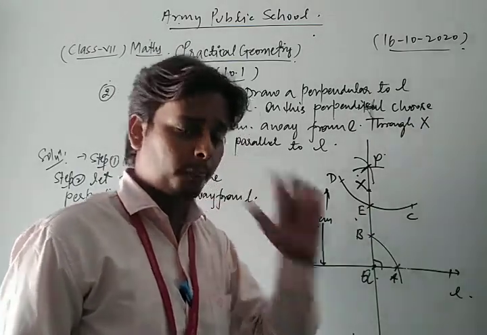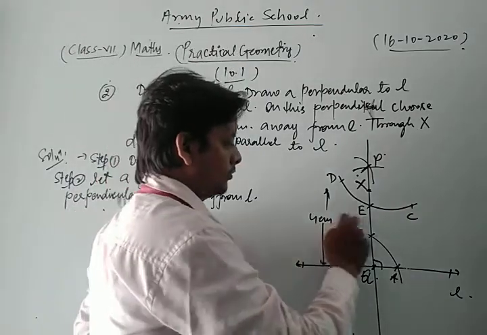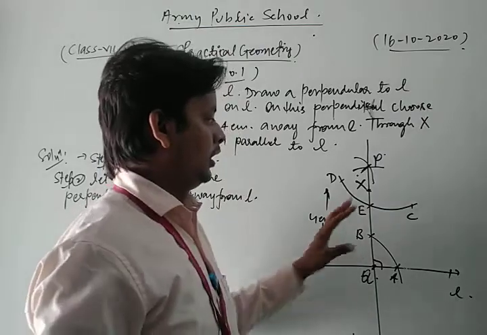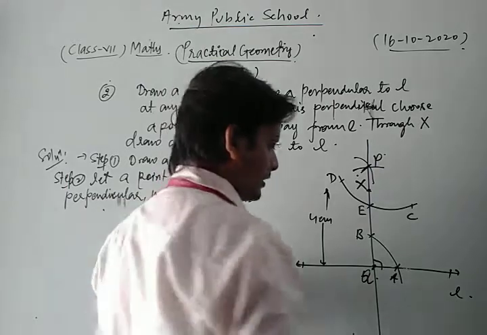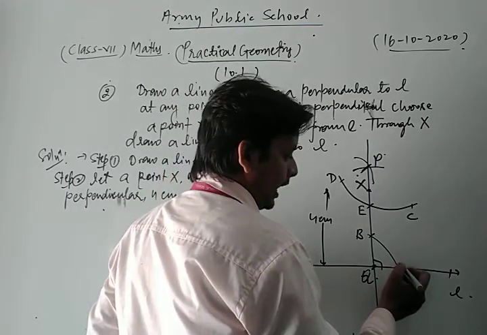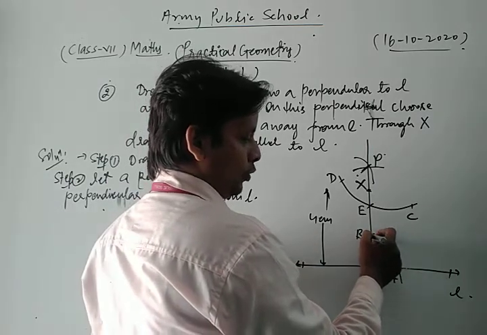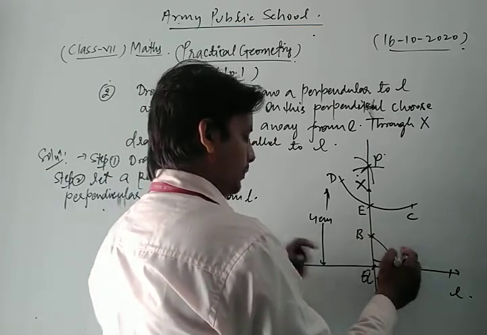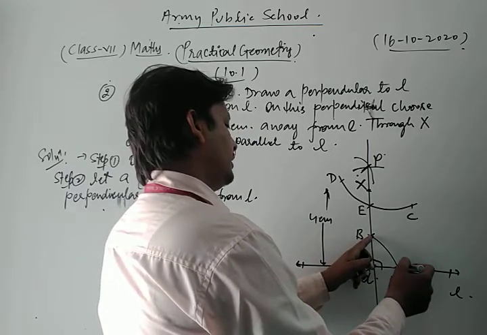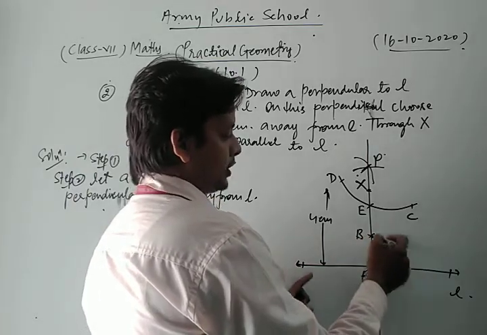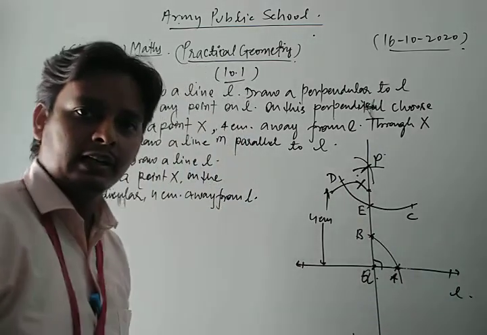Okay, dear friends, now what do I do? Look. After that, we put the tip of the compass at point A and the open end at point B. Okay, A to B. Now with the same distance, we take E as center and cut an arc in this way.